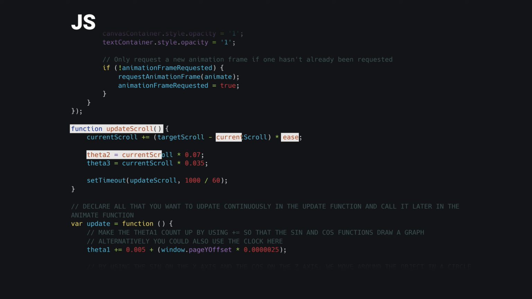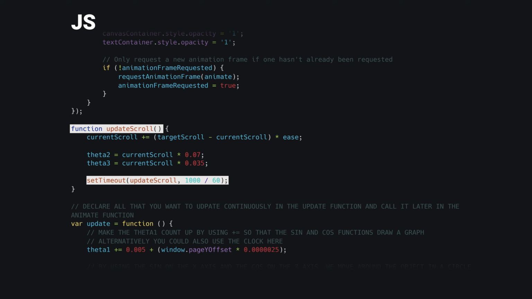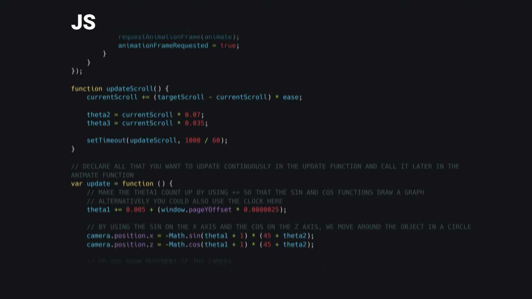Now we set a theta2 as the current scroll times 0.07 and theta3 as the current scroll times 0.035 to later use them to affect the camera position. In order to also call the function often enough to get enough steps in between the scroll positions, we add a set timeout which contains the update scroll function and the number of times the function is called. In this case we call the function 1000 over 60 times, which equals 60 times per second. With that, we can get back to our standard THREE.JS stuff.